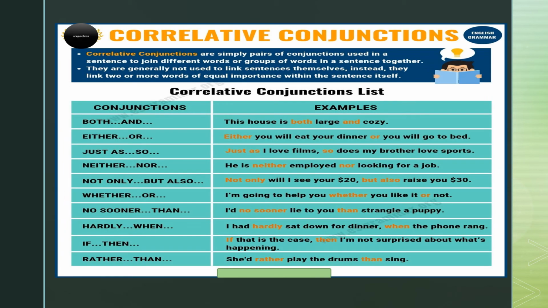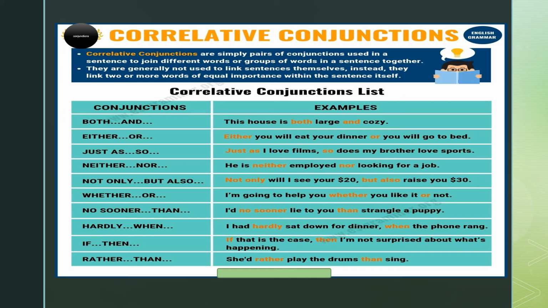Coming to the next kind of conjunctions, it is called correlative conjunctions. Okay, so these always come in pairs. These are simply pairs of conjunctions used in a sentence to join different words or groups of words in a sentence together. They're generally not used to link sentences themselves. Instead, they link two or more words of equal importance within the same sentence itself. Let us see the examples.